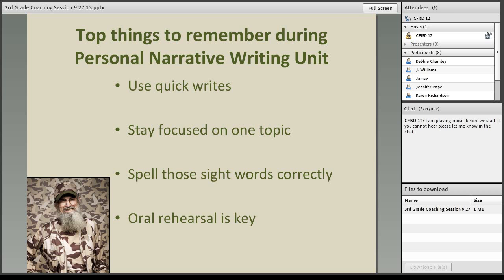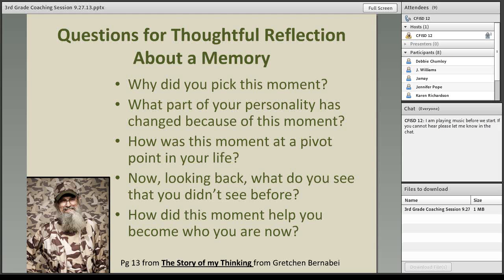So some of the questions is, why did you pick this moment? What part of your personality has changed because of this moment? So how's your significant moments? Now, looking back, what do you see that you didn't see before? So maybe they would be able to add in a lesson learned at the end of their narrative. How did this moment help you become who you are now? So again, they can make that reflection and then possibly go back and add that to the end of their personal narrative.